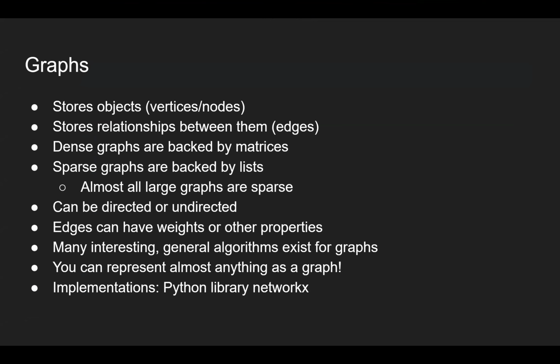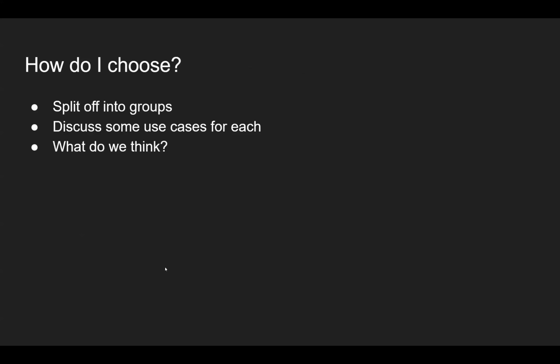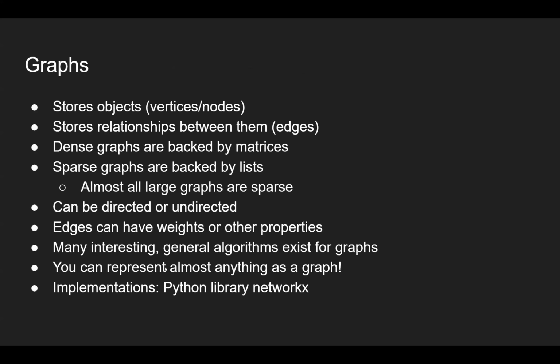Okay, so we left off, we're going to go back to the beginning. We talked about arrays, vectors, deques, linked lists, hash tables, B-trees, and sets. Are there questions about those? All right, so then we can just go straight to graphs.